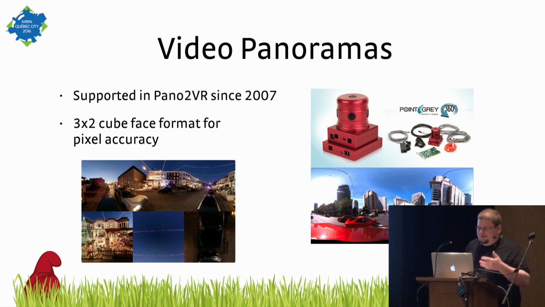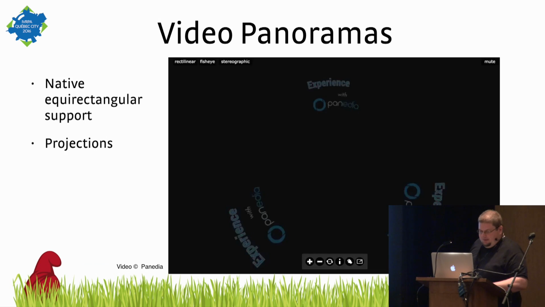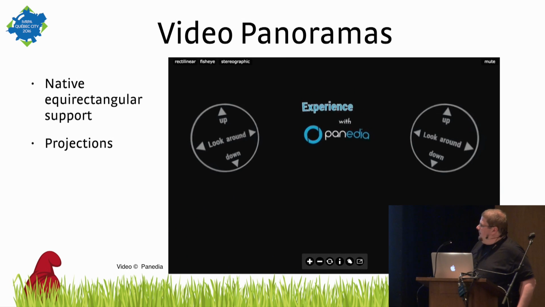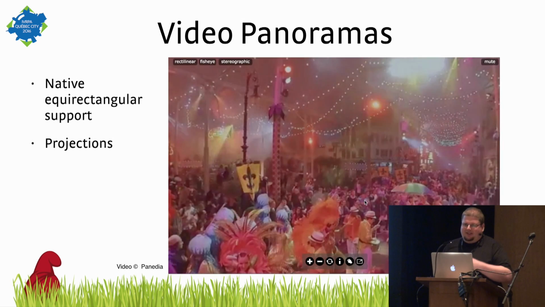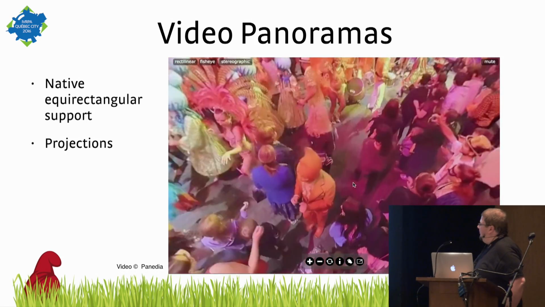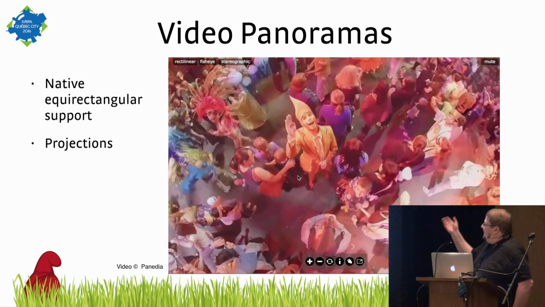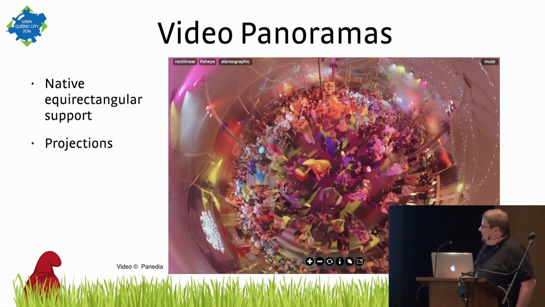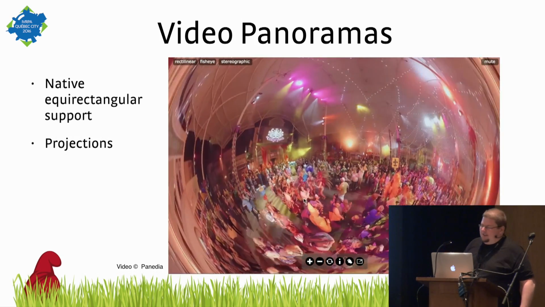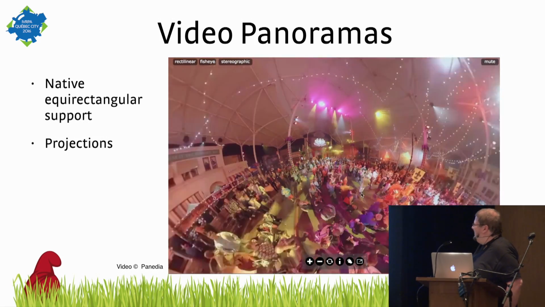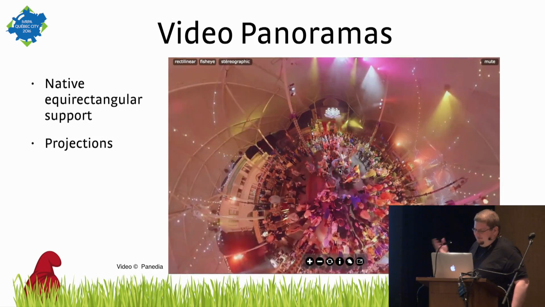But because now we have shaders in WebGL and can use different projections, we now support native equirectangular images that you normally get out of stitching software. You can move around in the panorama, change projections. I guess everybody knows this. And I don't have sound, so no problem.